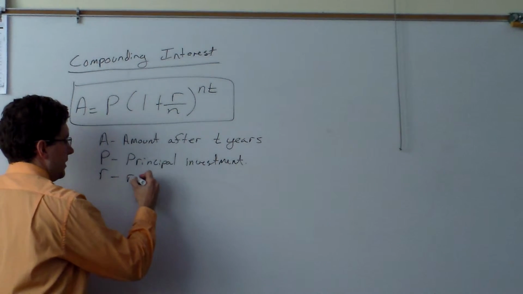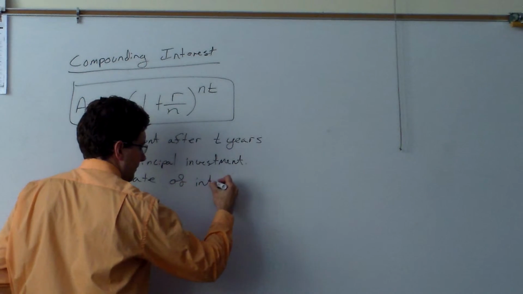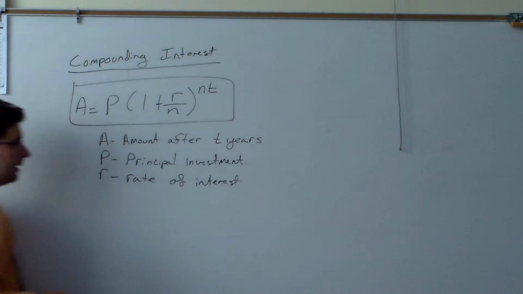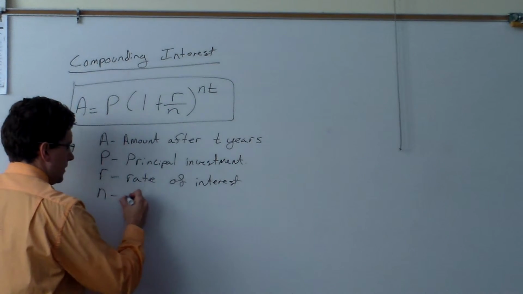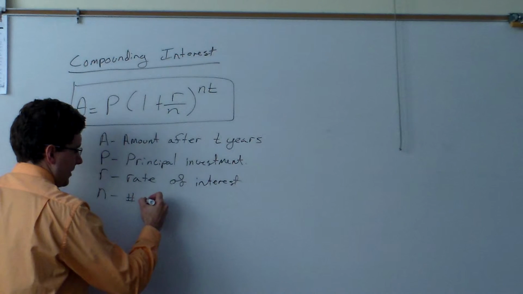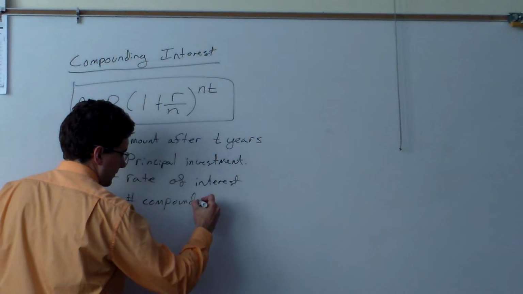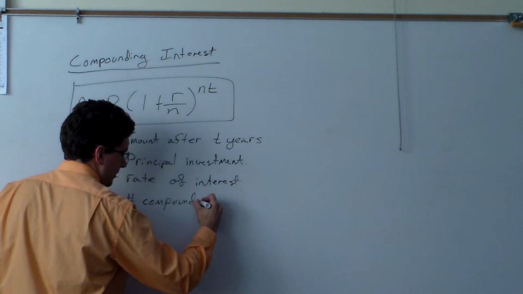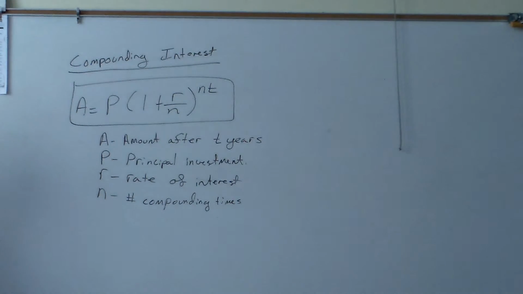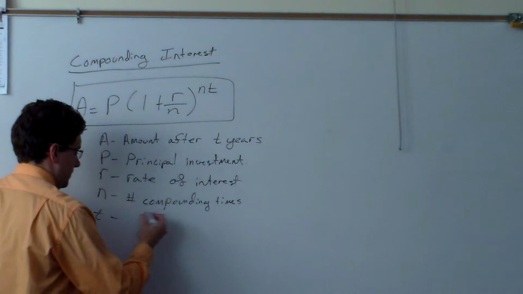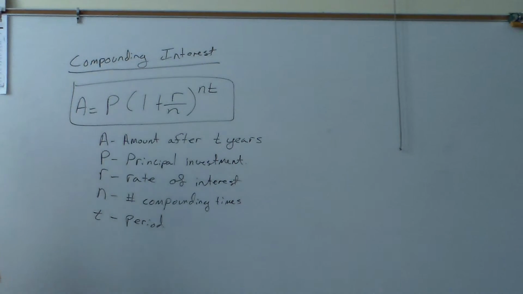Okay, it's the amount you first put into the bank. R is your rate of interest. It's your rate of interest. N is the number of times we compound. Number of compounding times. T is our period. 1 year, 1 week, 1 month.